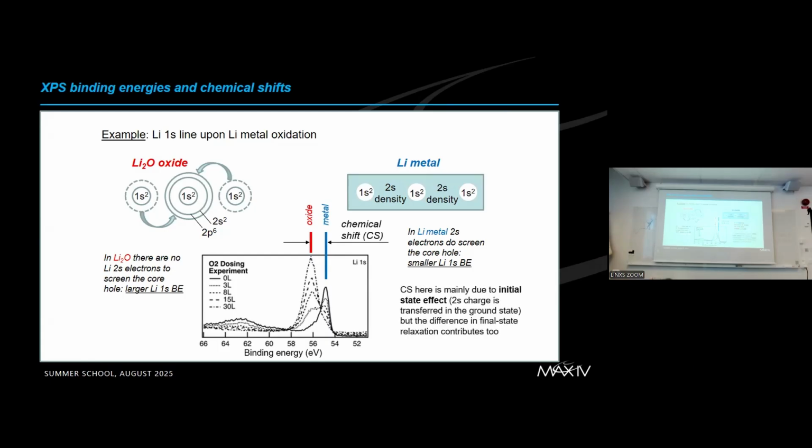And this chemical shift is obviously due, essentially mainly due, to the initial state effect, because already in the ground state, we have this shift of electrons from lithium to oxygen. So it's not a result of the core hole creation. It is already there. If you calculate the ground state properties, you will have it there. Of course, the absolute value of the shift is affected by the core hole and the relaxation, but the trends are mainly determined by the initial state effect in this case.